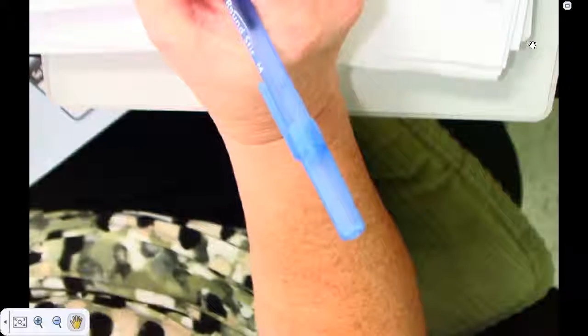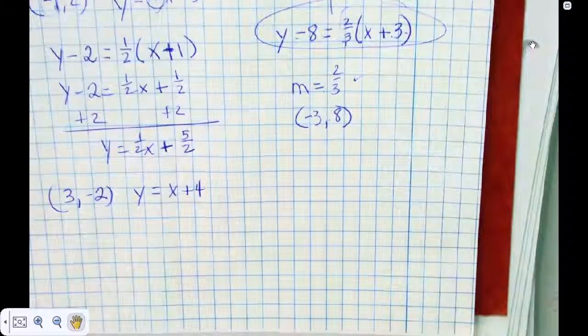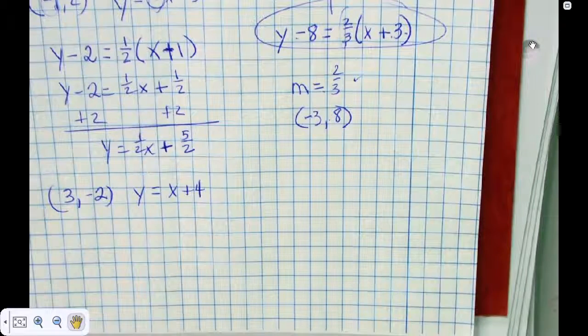What if, let's do one more. 3, negative 2, y equals x plus 4.